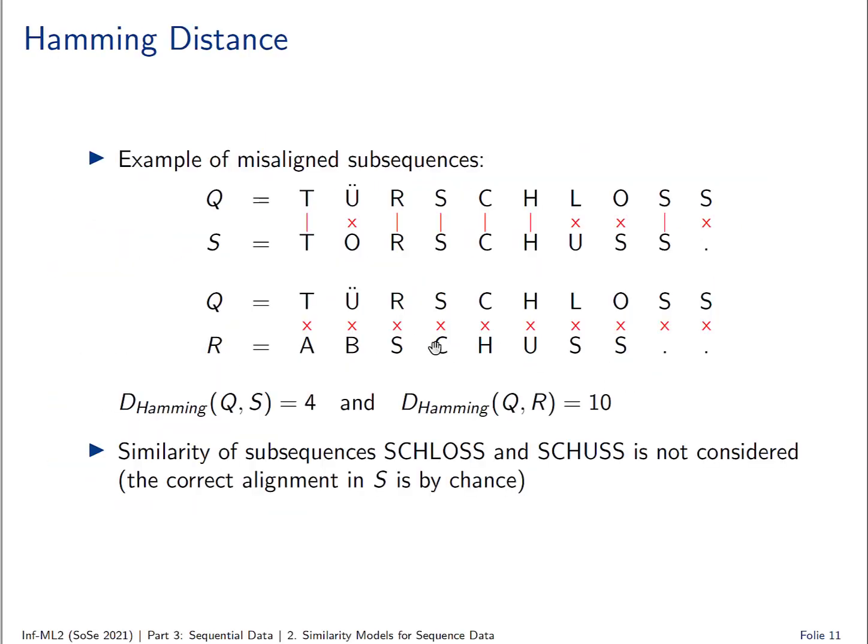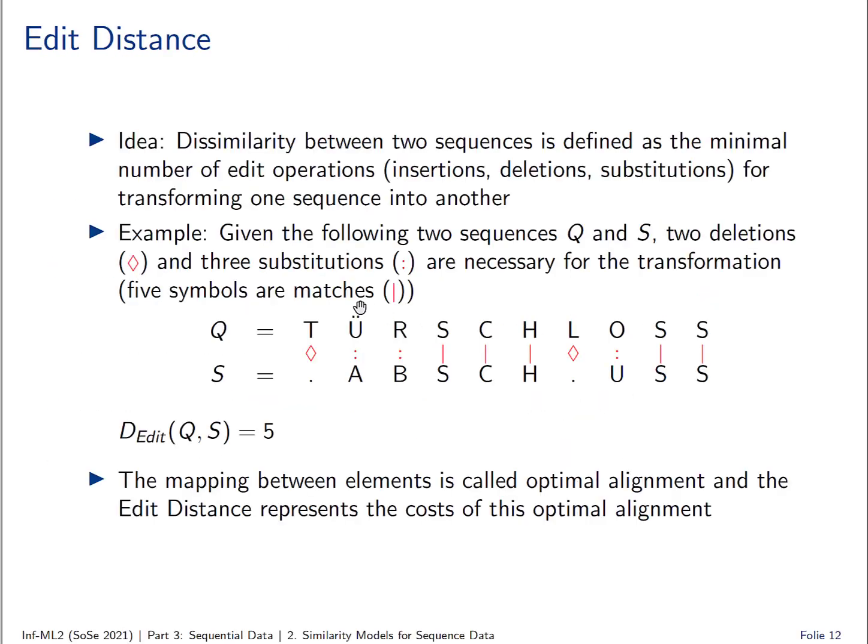Tür, Schloss and Abschluss. That is the second example from before, where we had a Hamming distance of 10. Now if we look at the edit distance and the edit operations that we need in order to transform Q into S, what kind of edit operations do we need? Well, the minimum number of edit operations that we need is actually these 5 here.